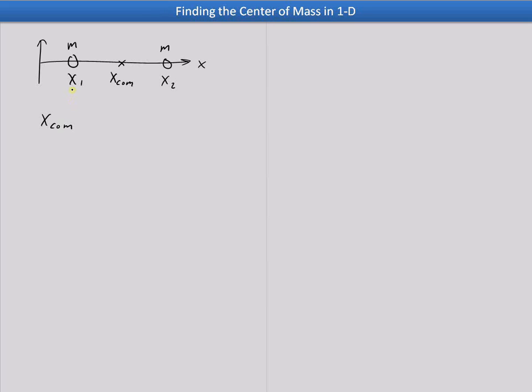So let's write that out anyway. So the center of mass is equal to the location x1 plus location x2 divided by 2. This would put our center of mass right in the middle. And what we've done here is we found the average, or specifically the average of the x-coordinate. Okay, so that's for two particles with the same mass.